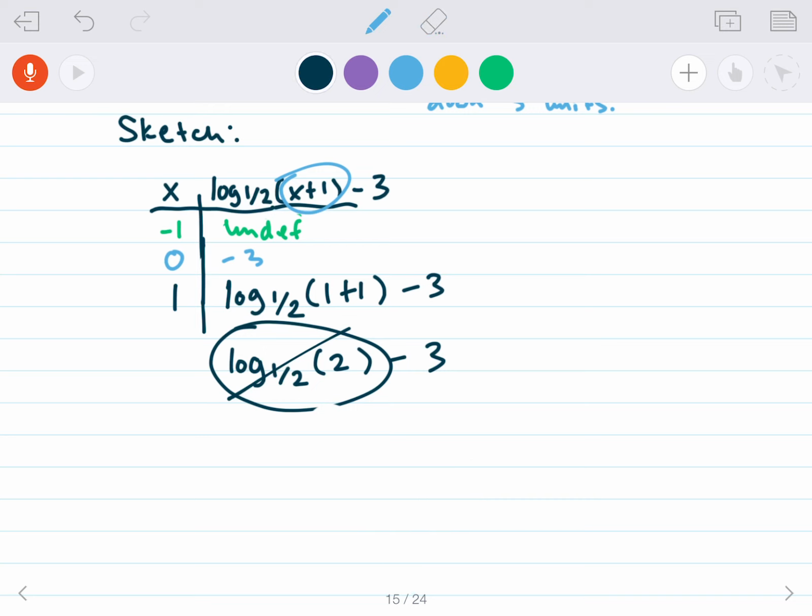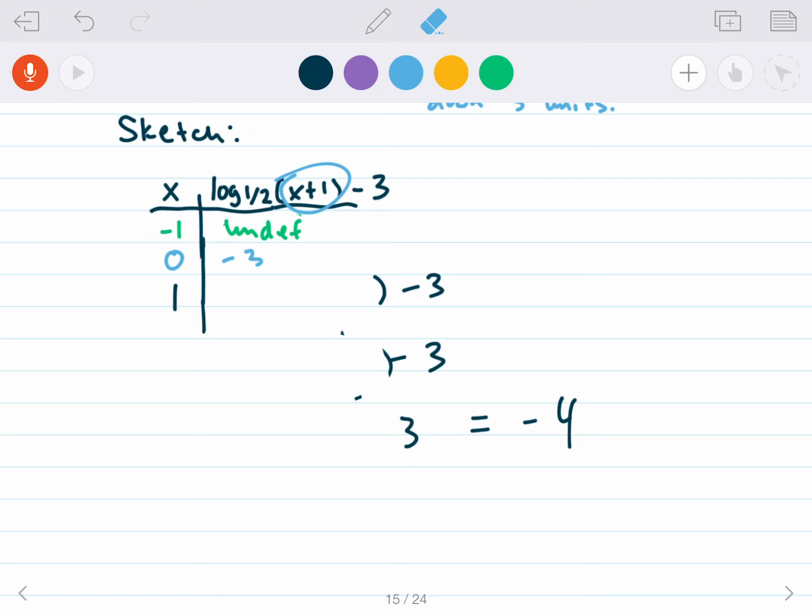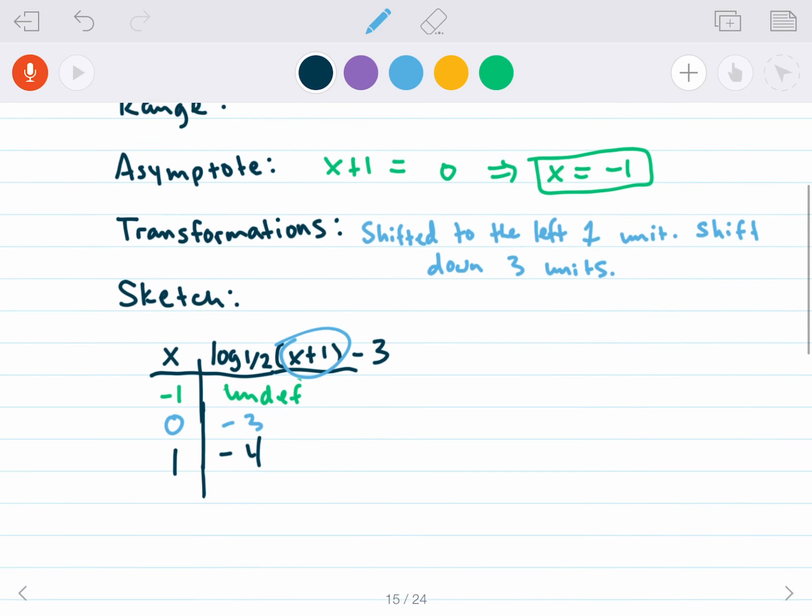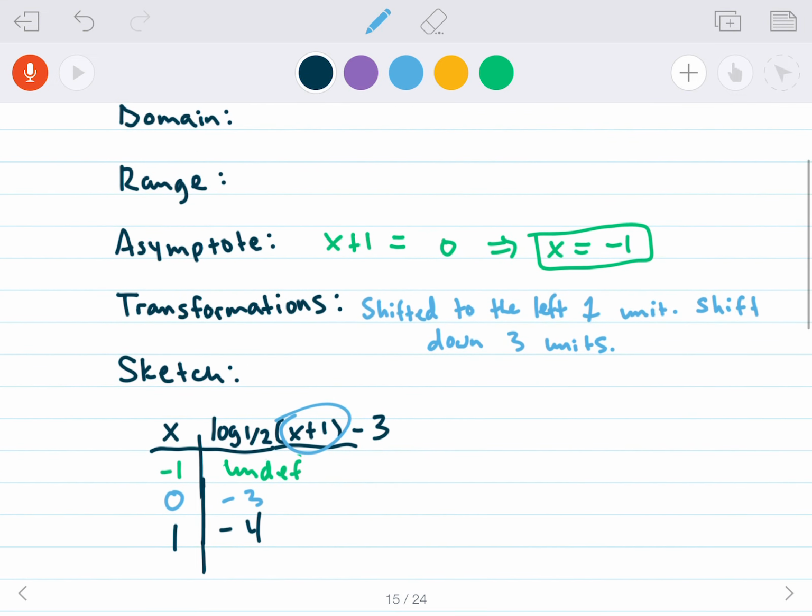So -1 minus 3 is going to give us a final output of -4. So when x is 1, our output is -4. Let's write it down. Okay, so now that we have some points, let's do our little sketch here and talk about domain and range.